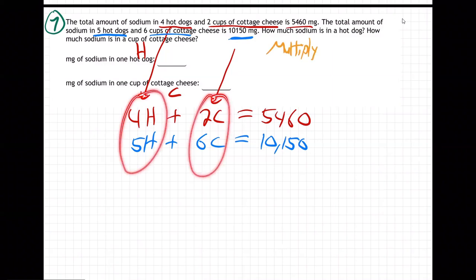It's hot dogs, right? Whereas if you get X alone or Y at the end, you're like, what was X? Was it the cottage cheese or the hot dogs? Whereas if you use meaningful letters, it'll be easier.